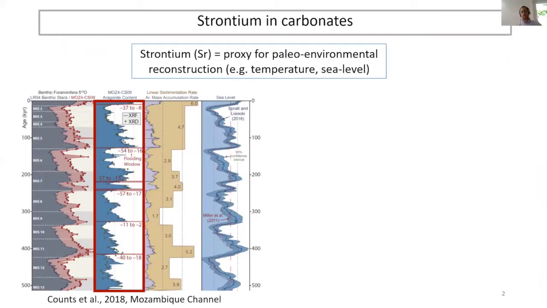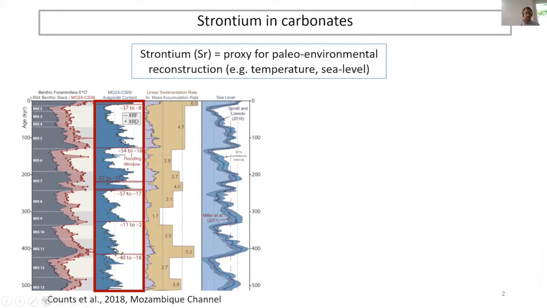So why is strontium important? As you probably know, strontium is used as a proxy for paleoenvironmental reconstructions, such as temperature. For example, corals are what you use to reconstruct temperature with strontium. It's also used in carbonate systems to reconstruct sea level.